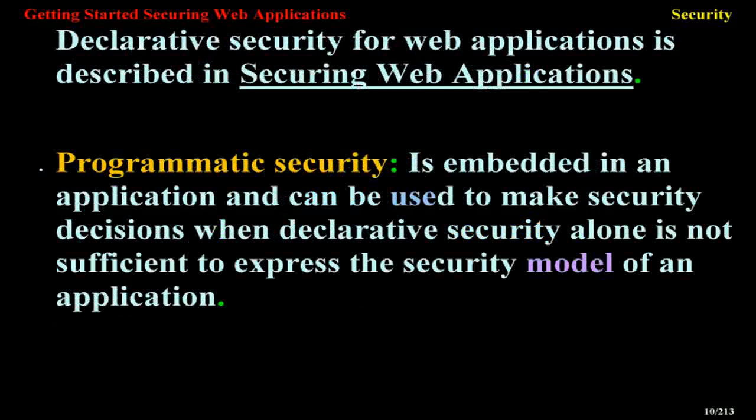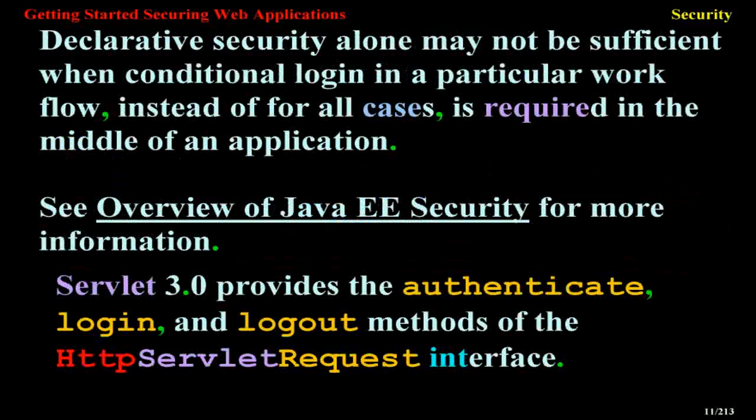Programmatic security is embedded in an application and can be used to make security decisions when declarative security alone is not sufficient to express the security model of an application. Declarative security alone may not be sufficient when conditional login in a particular workflow, instead of for all cases, is required in the middle of an application. See Overview of Java EE security for more information.